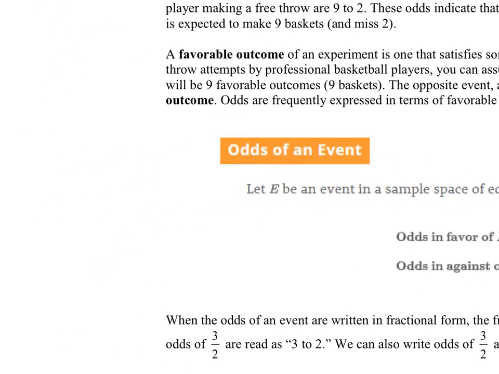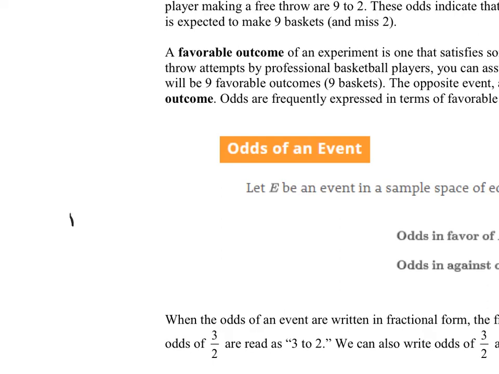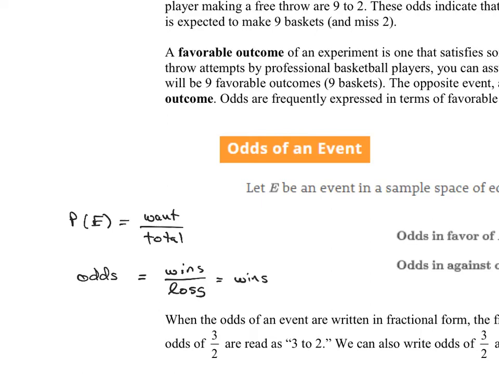Let's go back to what the probability of an event is. To do the probability of an event E occurring, it is what you want over the total. The difference is when you do odds, the odds is what you want, or wins, over what you don't want, which would be losses. This would be odds in favor, except the way that we're going to write it is wins, and then we're going to do a colon, and we're going to do losses.